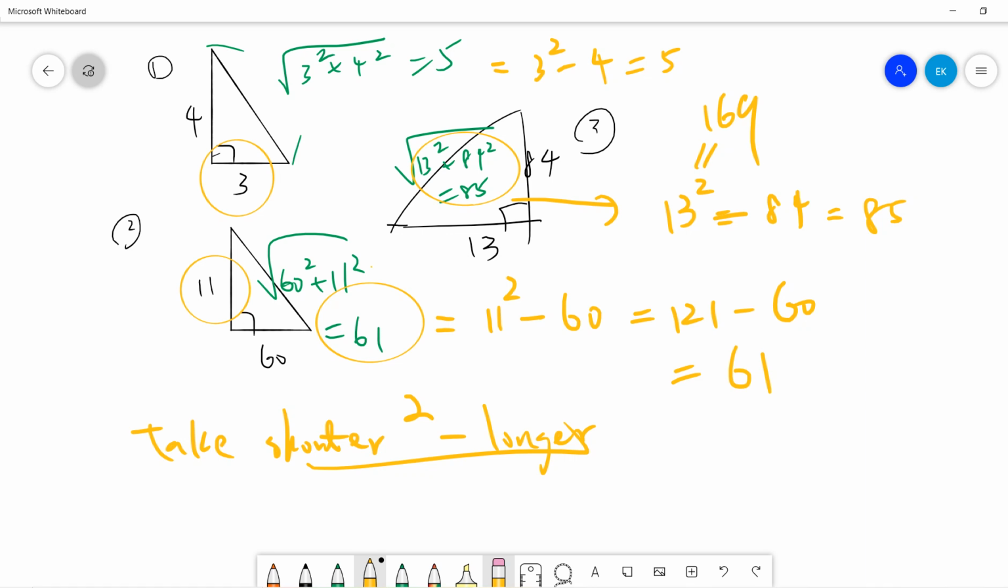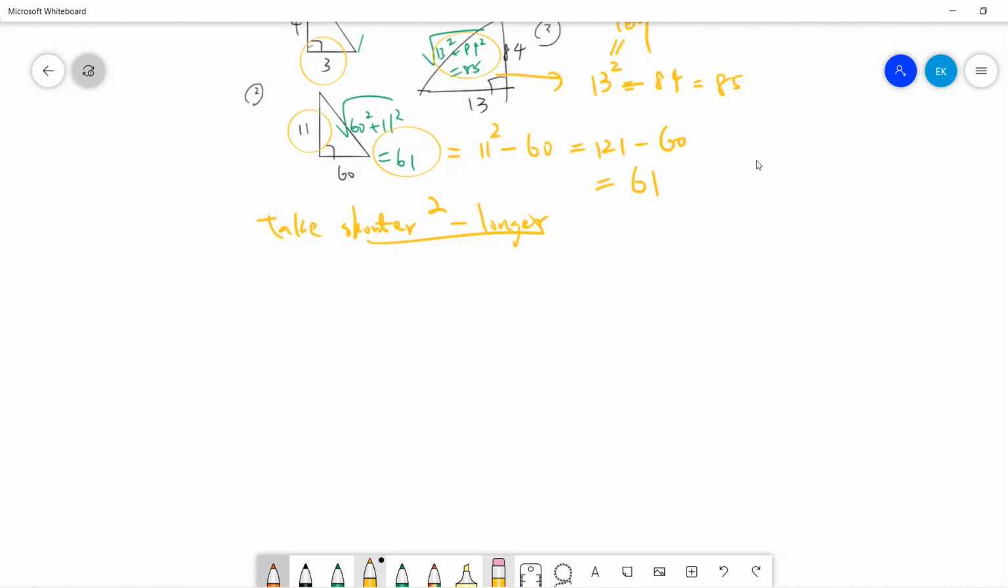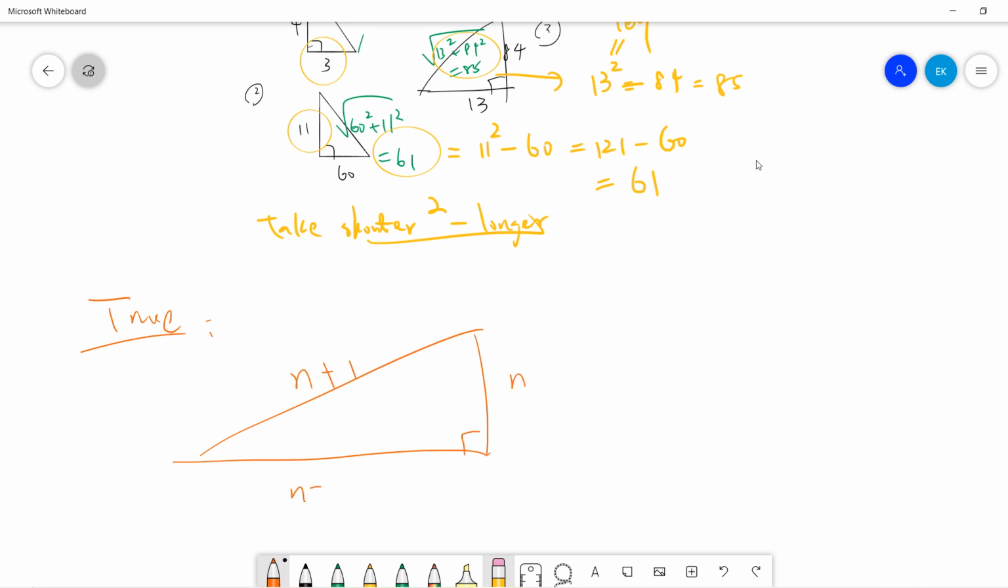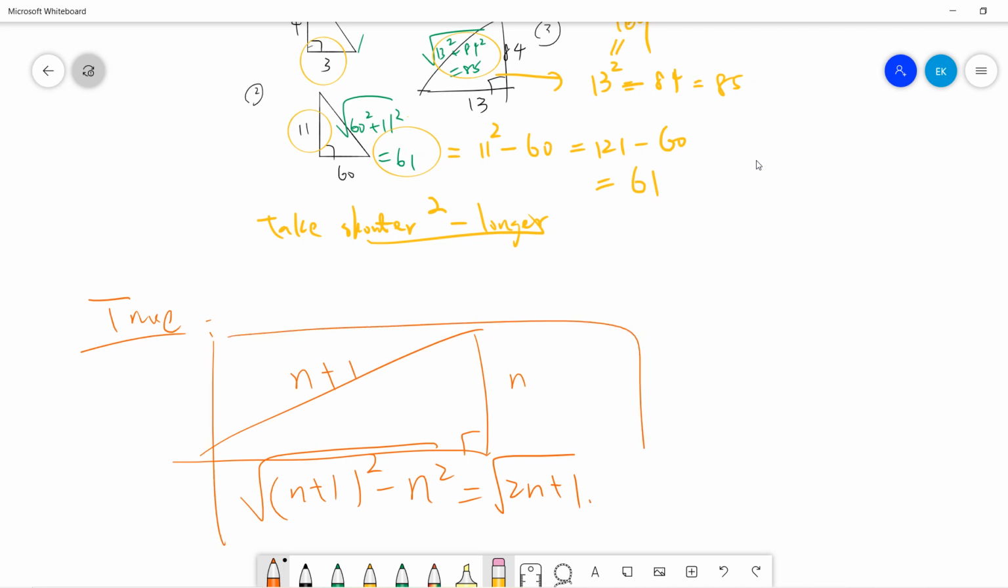Okay, so now let's find the truth. The truth is that these three right triangles are specific, like a specific model. The reason is, suppose you take the longer side to be n plus 1 and the other to be n. It's easy to check that the third side squared will be (n plus 1) squared minus n squared, and taking the square root, this side will be the square root of 2n plus 1. So this is actually the model, and this trick only works for such a model.